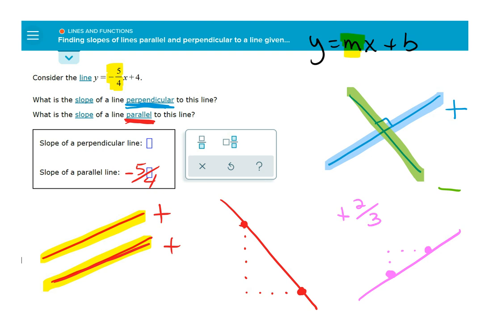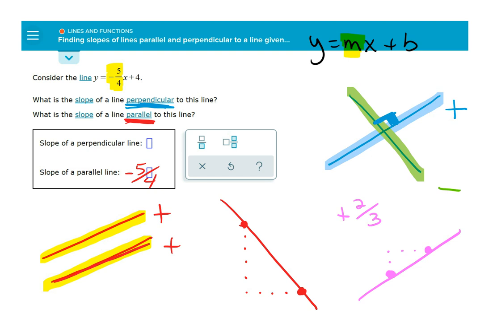So in order for lines to be perpendicular, one of your lines has to be positive and the other one has to be negative. But they also have to be reciprocals of each other. If you want this perfect 90-degree angle right here, they have to be reciprocals.